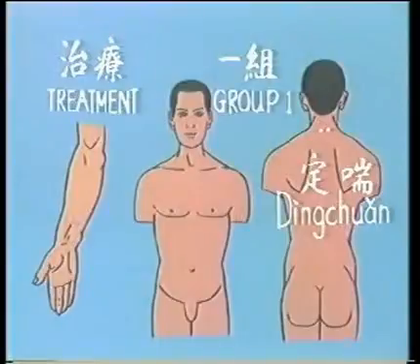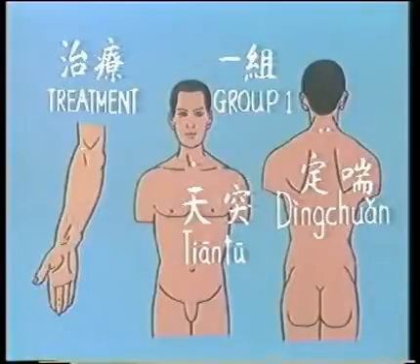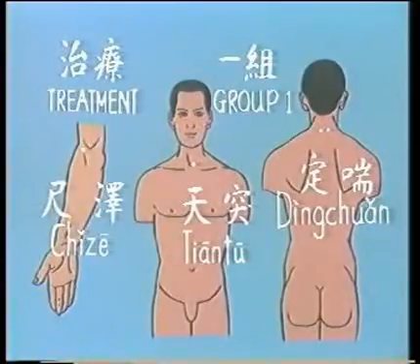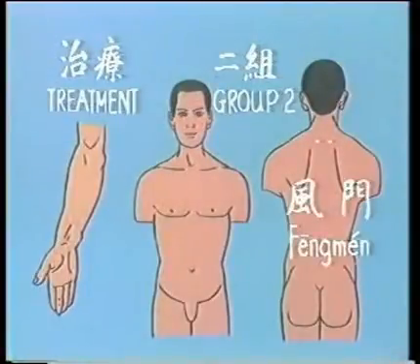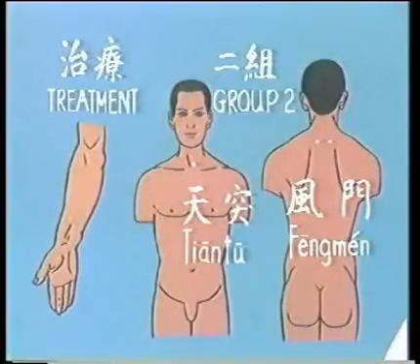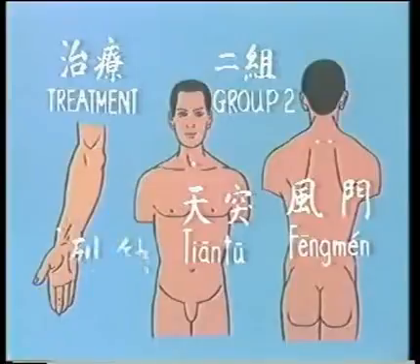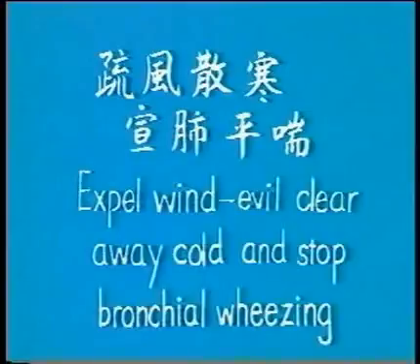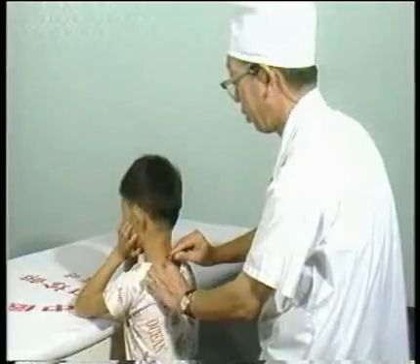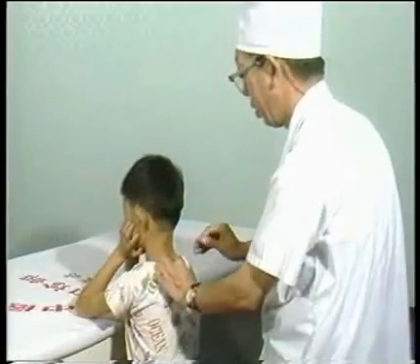Dingchuan, extra point. Tiantu, Ren 22. Chize, Lung 5. Group 2. Fengmen, Bladder 12. Tiantu, Ren 22. And Lieque, Lung 7. Applying these 2 groups alternately can eliminate wind, expel cold, facilitate the circulation of pulmonary qi, and relieve the asthma as well.